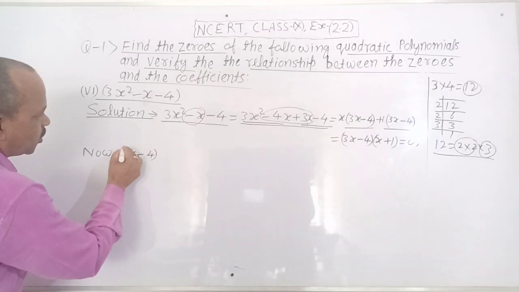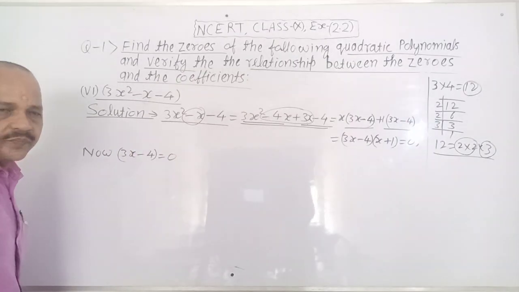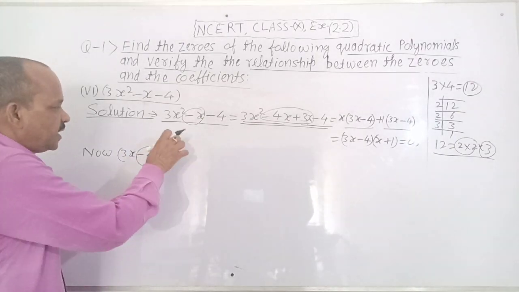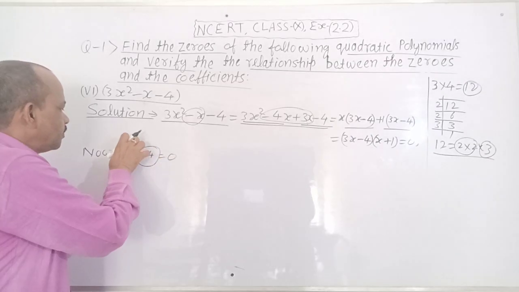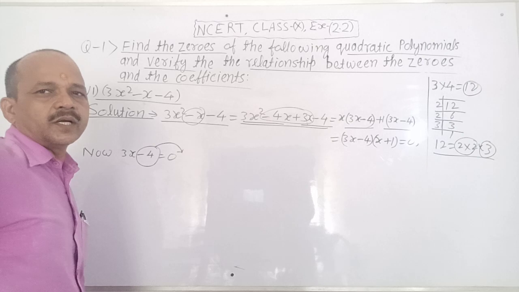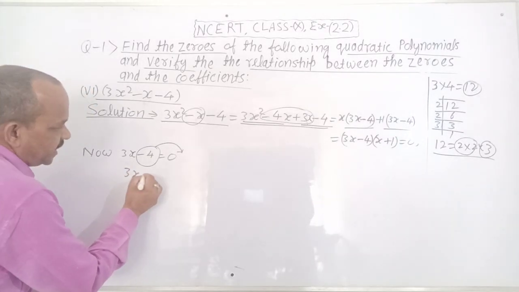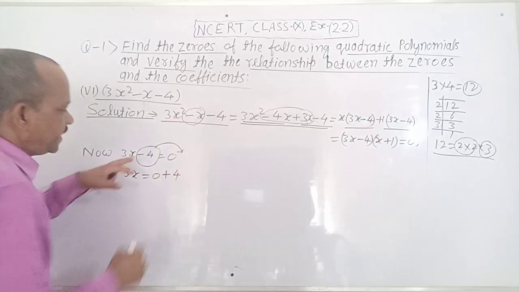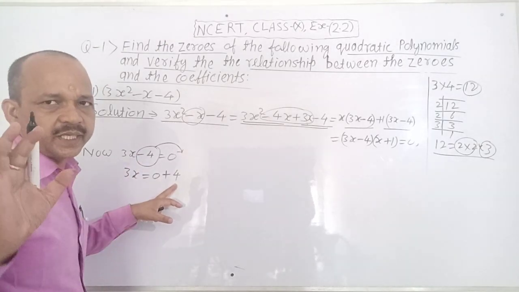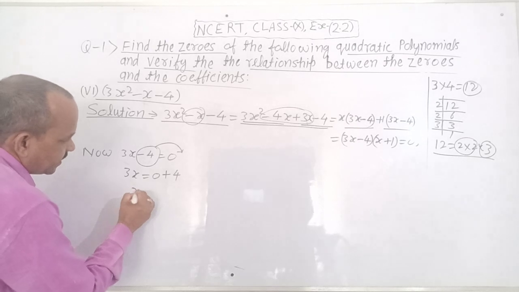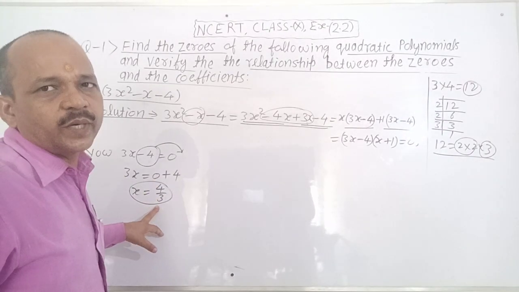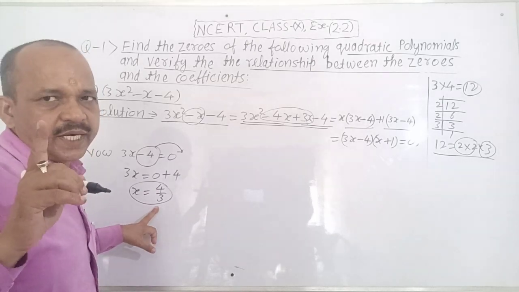Now 3x minus 4 equal to 0. Here minus 4, you can write minus 4 on the right side of equal. It becomes 3x equal to 0 plus 4. Here minus 4 becomes plus 4 on right side of equal. Clear? You can write x equal to 4 by 3. You find x equal to 4 by 3. It is clear? No confusion about it.